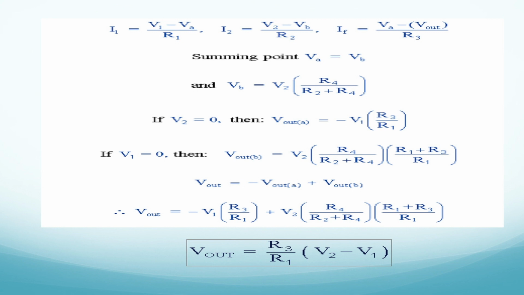Now if I have to go on for finding I1 separately, I1 is the current entering your node A. So what will be I1? I1 is nothing but V1 minus VA divided by R1.